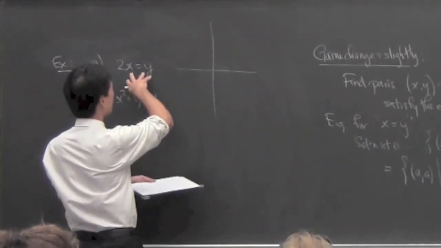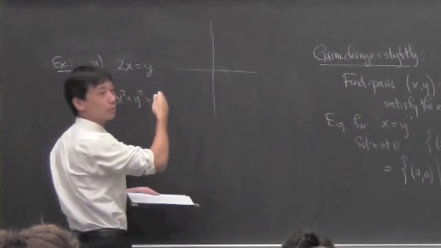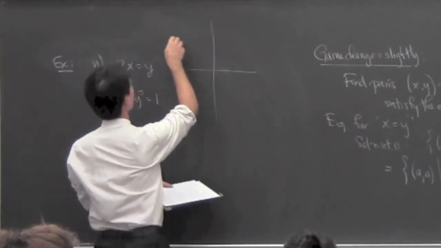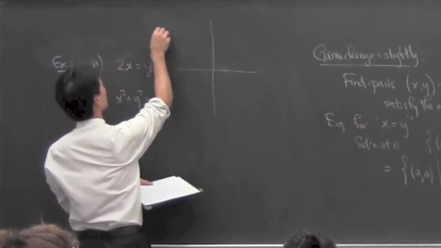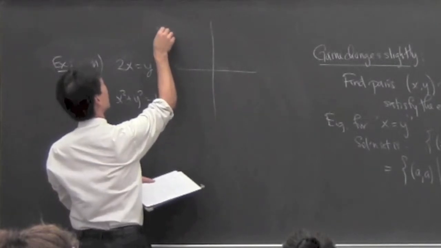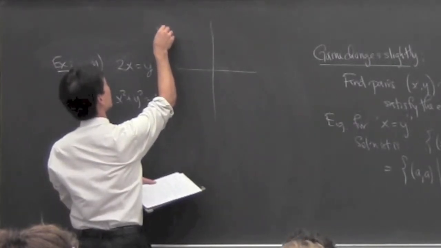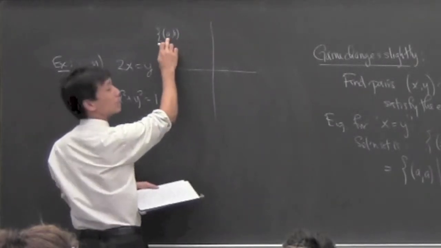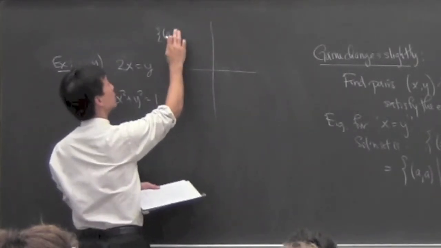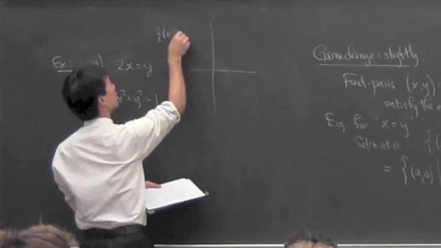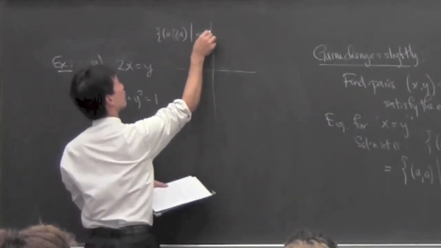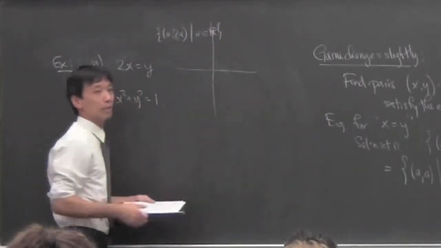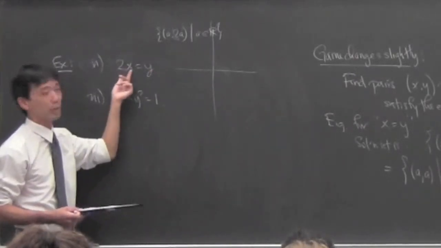This is going to be a line where the slope is 2. If you don't want to think about it that way, you can say it's going to be anything in the form (A, B), where B is 2 times A. The y coordinate has to be twice the x coordinate.